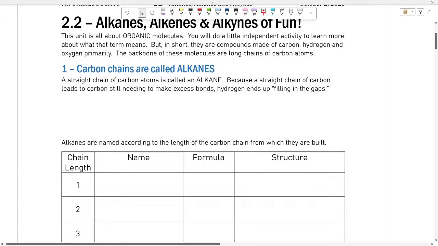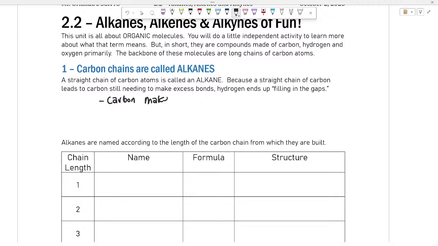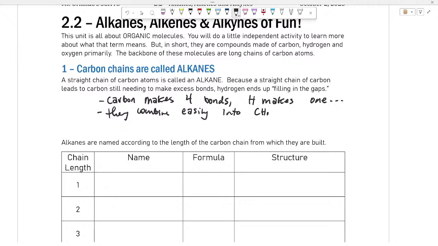Okay, so this is the basic idea. Carbon makes 4 bonds. Hydrogen makes 1. They combine easily into chains. This is a naturally occurring phenomenon.